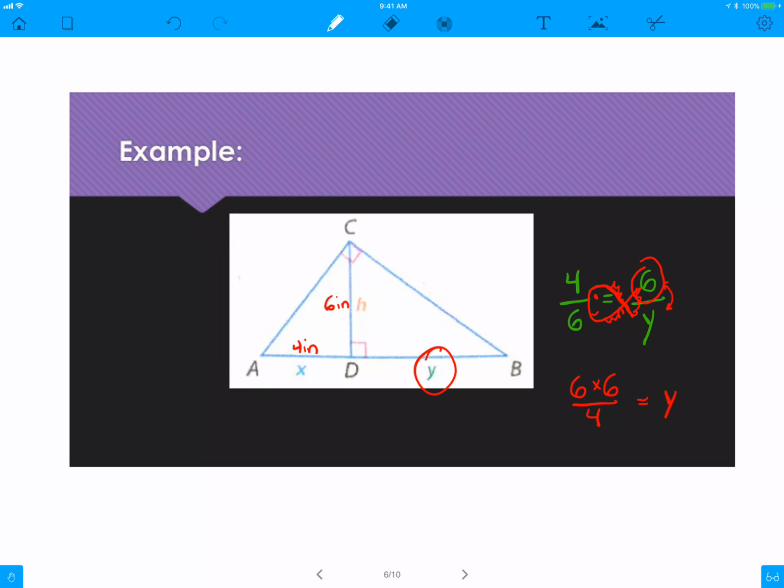Now, 6 times 6 is 36. We're going to divide by 4. And what's the length for y? 9. And that would be in terms of inches, because that's the labels on all my others. That's how you find it.